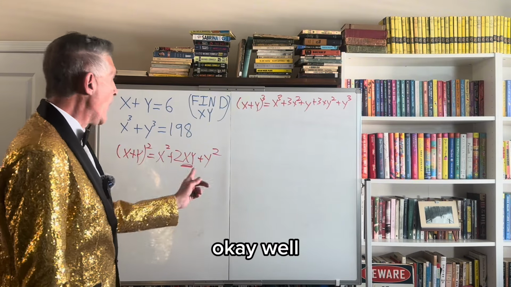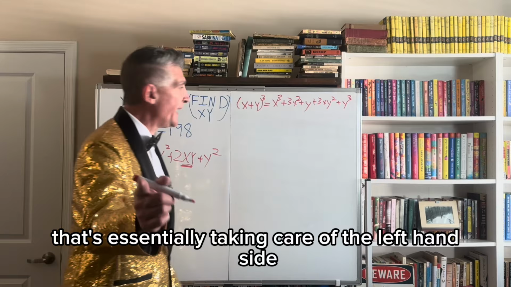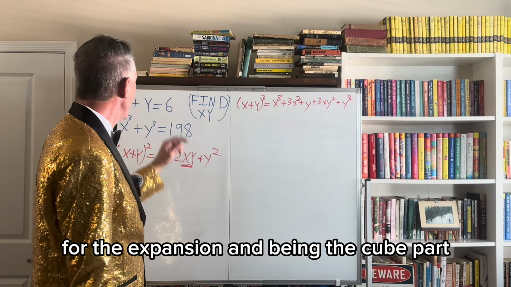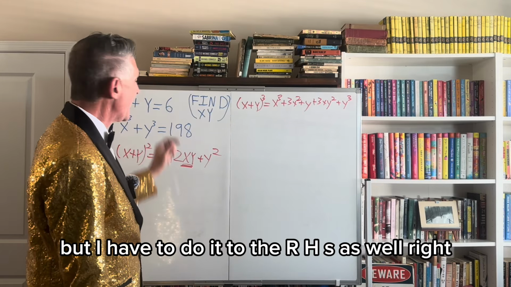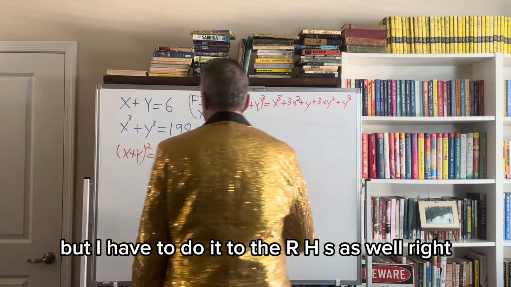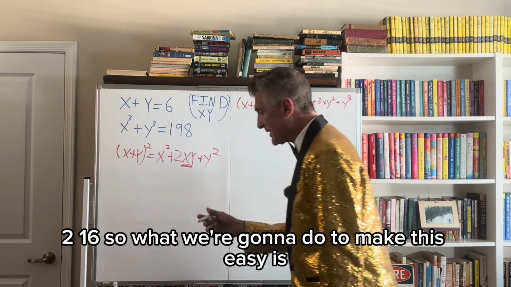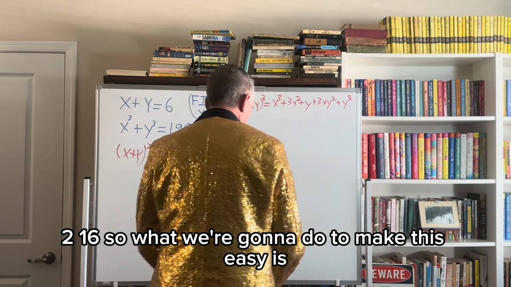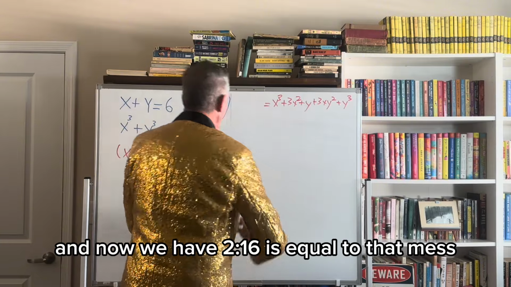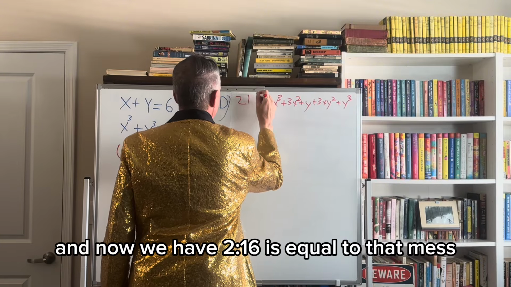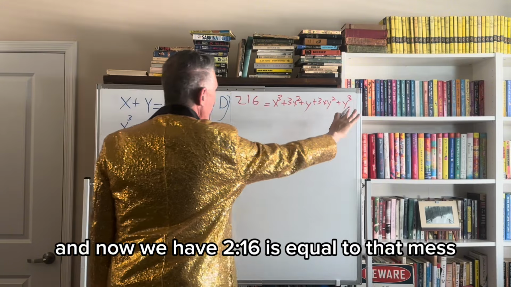Well, that's essentially taking care of the left-hand side for the expansion, the cubed part, but I have to do it to the right-hand side as well, right? The 6. Well, we know that 6 cubed is 216. So to make this easy, I'm just going to plug in 216 here and take out the parentheses. And now we have 216 is equal to that mess.